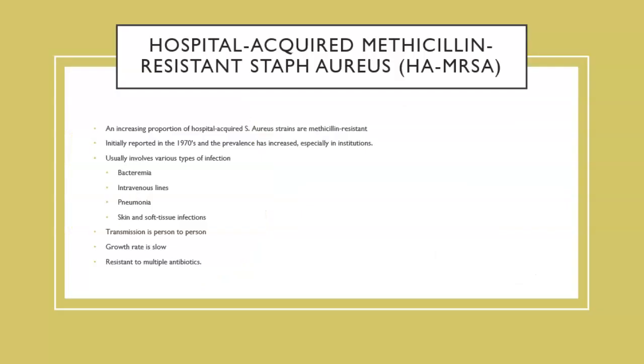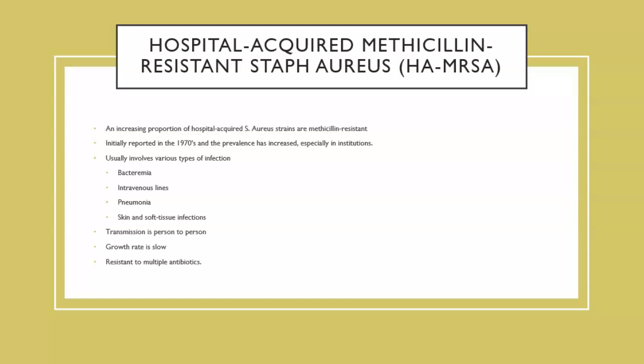So let's talk about hospital-acquired MRSA now. This is the big one that can really cause a lot of problems for people, and it's the one that I more commonly see just because I am in the hospital. An increasing proportion of hospital-acquired Staph aureus strains are methicillin-resistant. Initially this was first reported in the 1970s, and the prevalence has just continued to increase, especially in bigger hospital institutions. Usually it involves various types of infections: bacteremia, intravenous lines as a common site, pneumonia, skin and soft tissue infections.